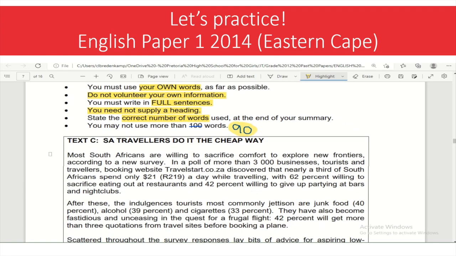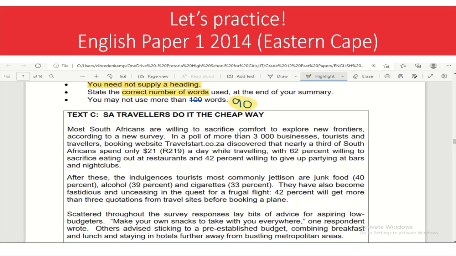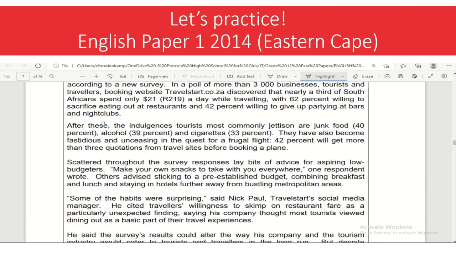Let's read our summary. Text C, South African travelers do it the cheap way. Most South Africans are willing to sacrifice comforts to explore new frontiers, according to a new survey. In a poll of more than 3,000 businesses, tourists and travelers, booking website travelstart.co.za discovered that nearly a third of South Africans spend only $21 or 219 Rand a day while traveling, with 62% willing to sacrifice eating out at restaurants and 42% willing to give up a party at bars and nightclubs. After these, the indulgences tourists most commonly jettison are junk food, 40%, alcohol, 39%, and cigarettes, 33%.